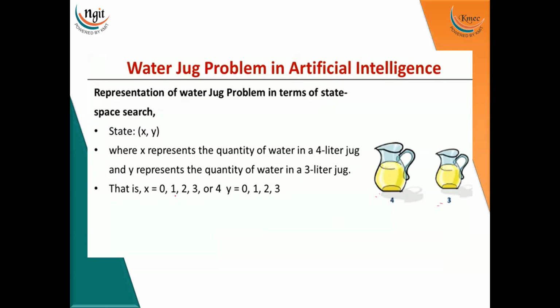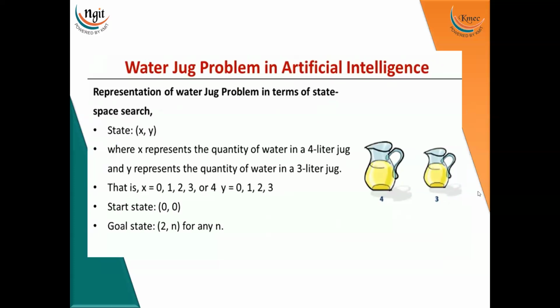X we can represent as 0, 1, 2, 3 or 4, meaning we can fill up to 4 liters of water in the 4 liter jug, and Y equal to either 0, 1, 2, or 3, up to 3 liters of water. And then, what is the start state and what is the goal state? Initially, the start state is (0, 0). That means we have an empty 4 liter jug and an empty 3 liter jug. The goal state is that we must have 2 liters of water in the 4 liter jug, and here Y can be N, meaning anything, either 0, 1, 2 or 3. Any of these values can be N. So this is our start state and this is our goal state.